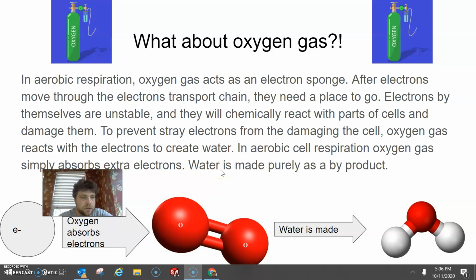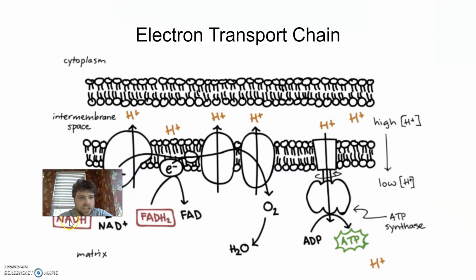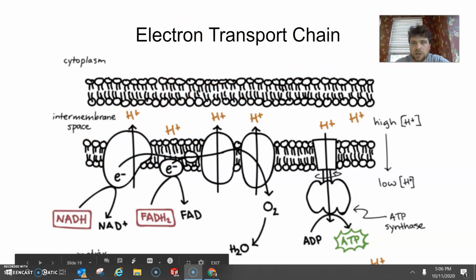Okay, so really at the end of the day, oxygen gas is an electron sponge. So if I look at the electron transport chain again, all these electrons are flowing through the inner membrane. They're flowing through this protein circuit, pumping out hydrogen ions, helping create this hydrogen ion reservoir that will travel through ATP synthase and recharge ATP.